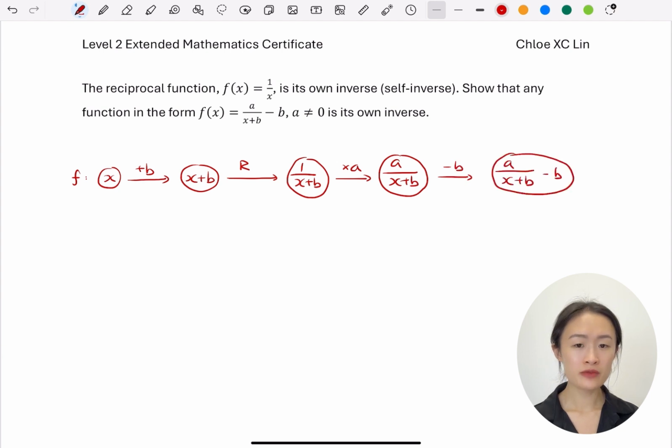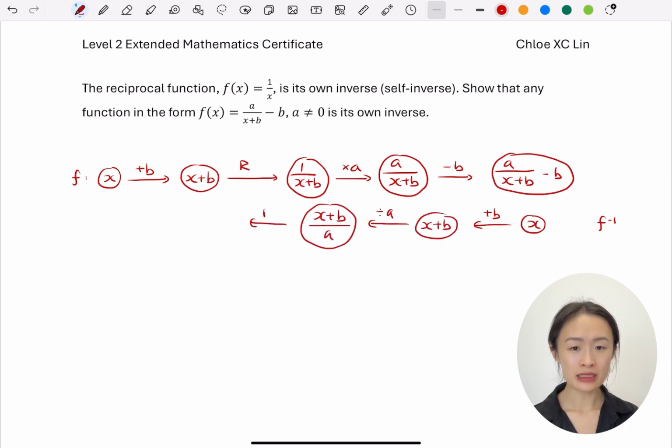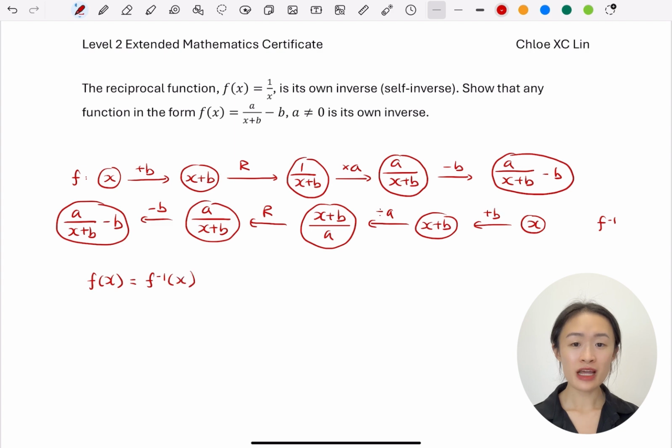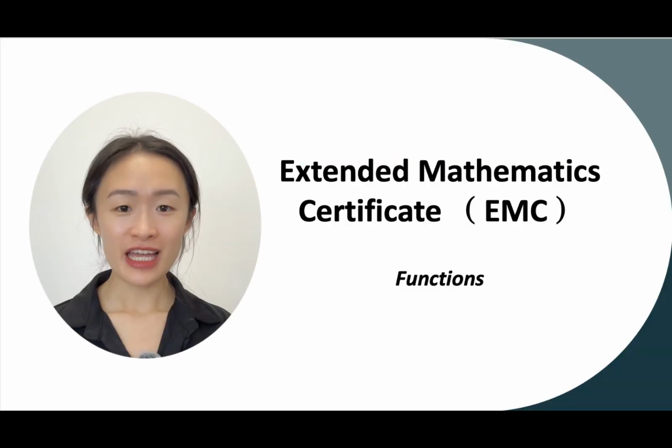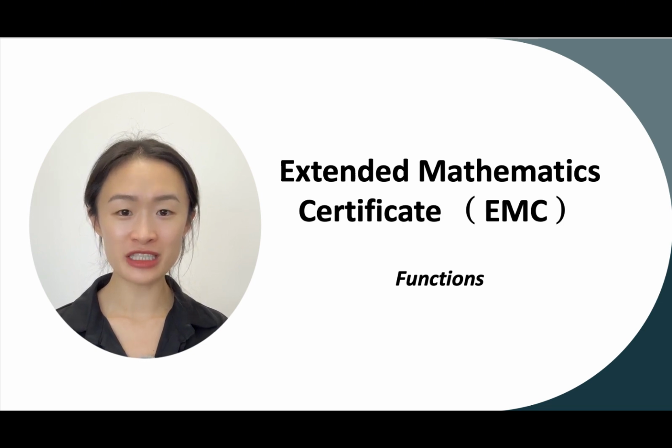Now to find the inverse of f, what we need to do is take x, add b, that gives us x plus b, divide by a, and then reciprocate that. That leaves us with a over x plus b, and then we need to take away b. Now as you can see, f inverse is the same as f, and now we have shown that f(x) is its own inverse.